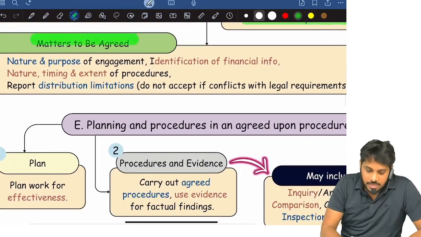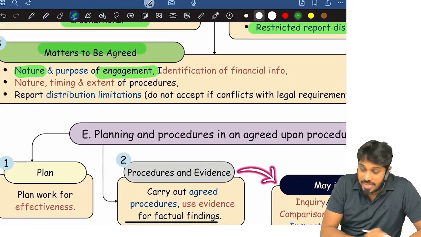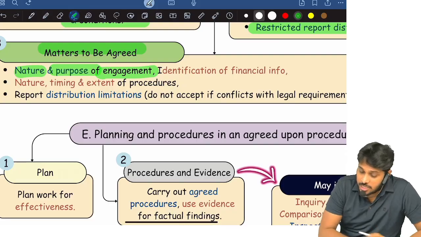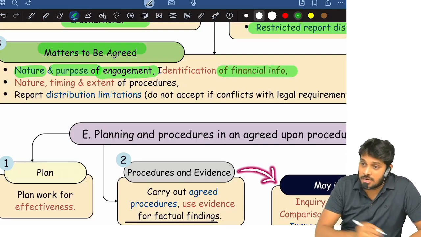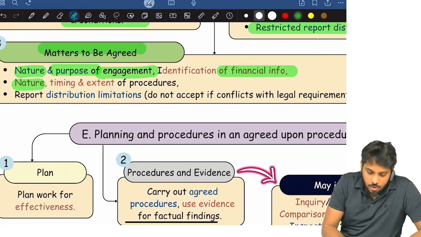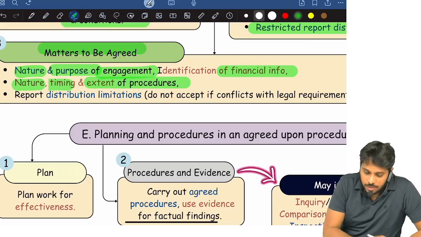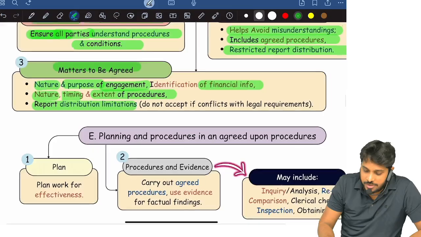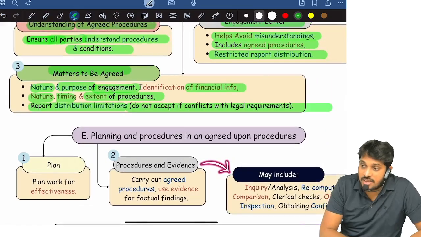Next, matters to be agreed. What is the nature of the engagement? What is the purpose of the engagement? On what financial information should we perform the agreed upon procedures? What is the nature, timing, and extent of the agreed upon procedures? Report distribution limitations. Do not accept if there is a conflict with legal requirements.